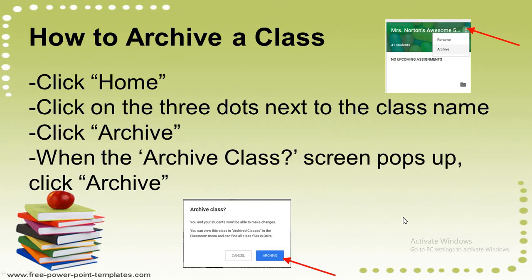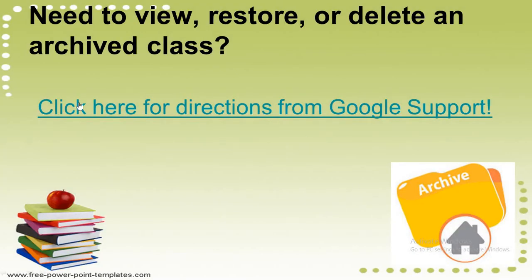Now how to archive the class? For that, click on the vertical three dots. Go to home, then click on archive, then a screen will pop up saying your class is archived. If you need to view, restore or delete, you can directly click on restore, so you can make some changes in that.